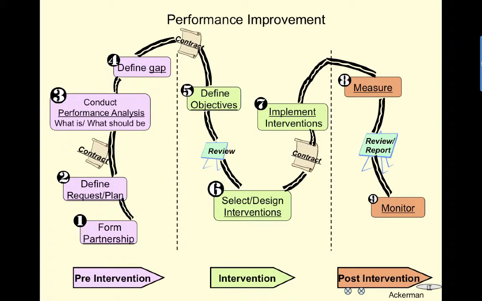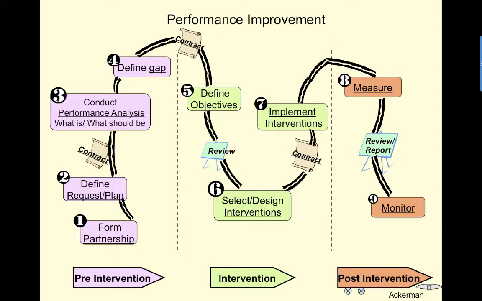The Performance Improvement Model has 3 steps. We have the pre-intervention, intervention, and post-intervention steps. To begin the pre-intervention, you must first form a partnership, or a group of people that are going to work on the project or plan.